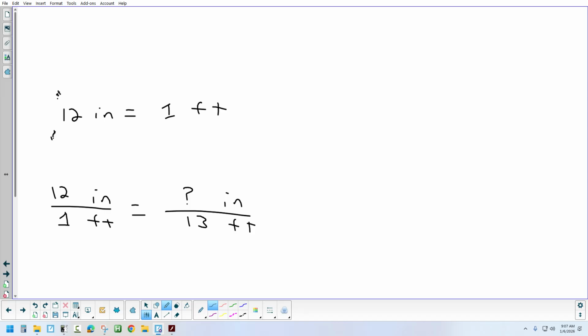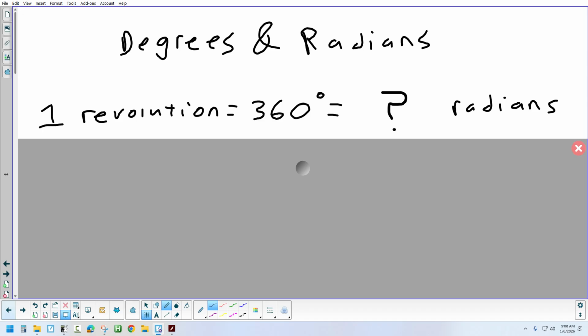Right. But the only reason this is going to work is because you knew that. If you didn't know that, then you're stuck. Okay, so you've got to have a connection between the two units you're trying to convert between. Any connection. So that's what we're going to figure out here. We're going to get a connection between degrees and radians. Any connection. Doesn't matter. It just has to be something that's true.